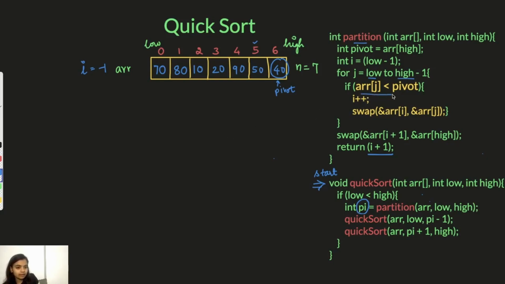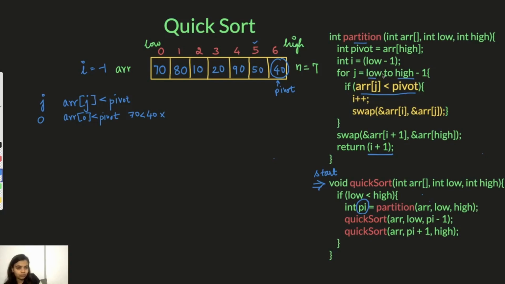Now this is the main condition that we have to check: whether array of j is less than the pivot element, and we have j as the index for the loop. Initially j is low, so j is 0. Now we check if array of 0 is less than the pivot. What is array of 0? 70. Is it less than the pivot element 40? No, it's not. So we don't do anything.